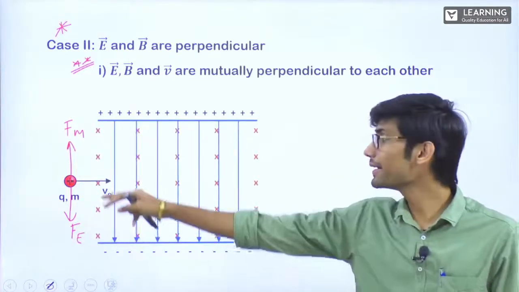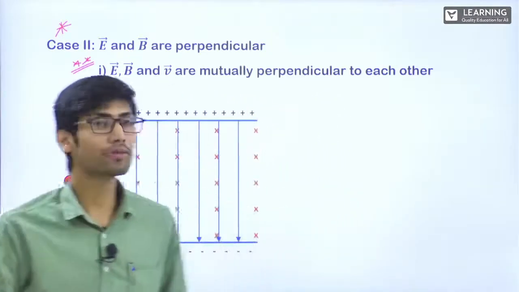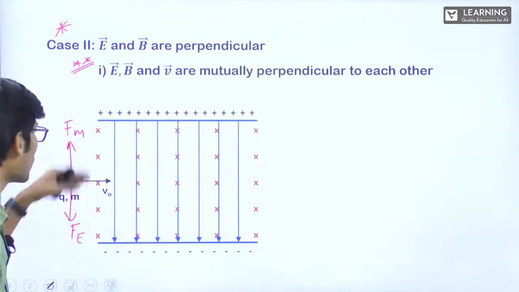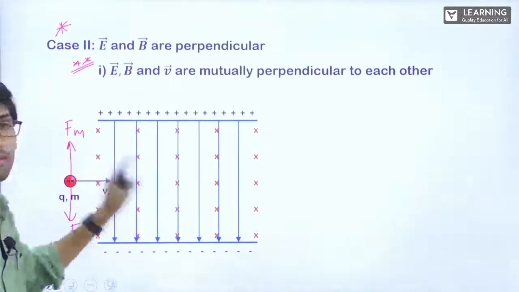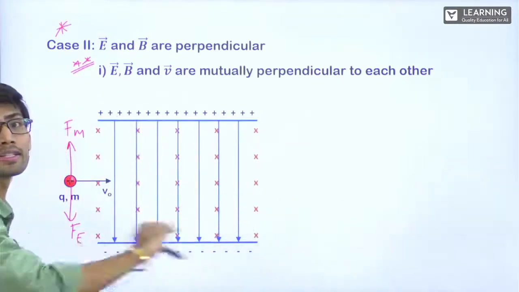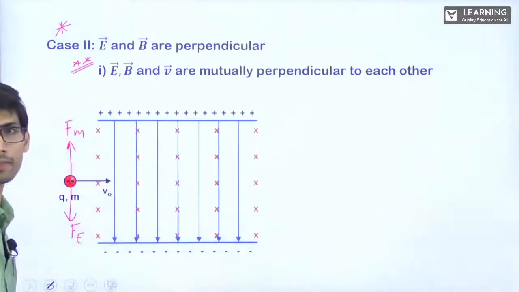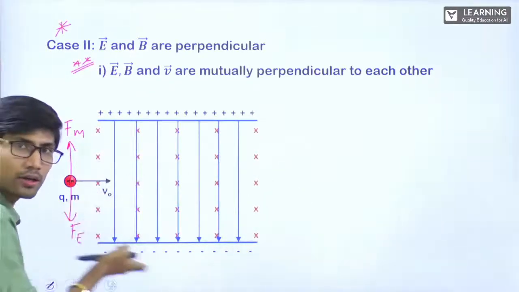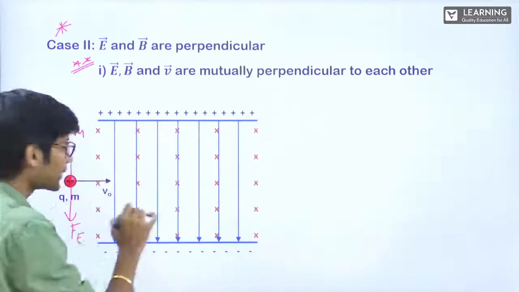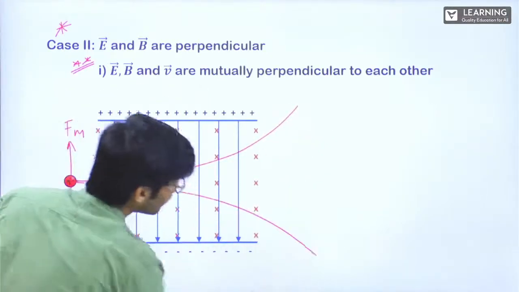So there will be a net force on the same line. What will be the net force? It depends on which force is greater. If Fm is greater than Fe, the particle will go upwards. If Fe is greater than Fm, the particle will go downwards. Now there is a straight velocity also, and there is no force in the horizontal direction. That means this velocity will always be constant horizontally. So the particle will go upwards and horizontally also. Basically, till the time it crosses this magnetic field, it will be like a parabola, from here like a parabola like this.